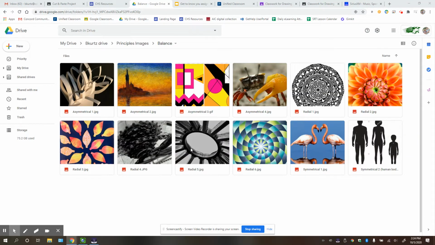There are three types of visual balance. One is called asymmetrical, one is called symmetrical, and one is called radial. Let's look at some examples and talk about what the differences are.